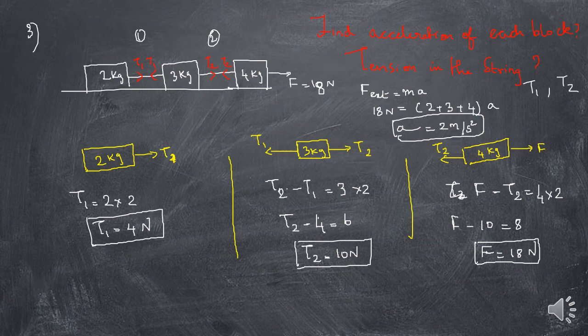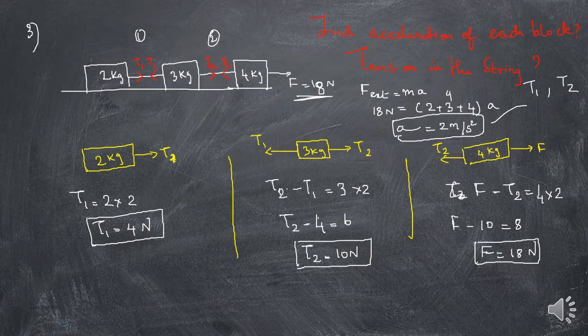First let me find the acceleration of the system. I am going to consider this as a whole system. So F is equal to m1 plus m2 plus m3, which is 2 plus 3 plus 4, so it will be 9a, and the force applied over here is 18 Newton. So my acceleration is 2 meter per second square. Now we have to find T1 and T2 separately.